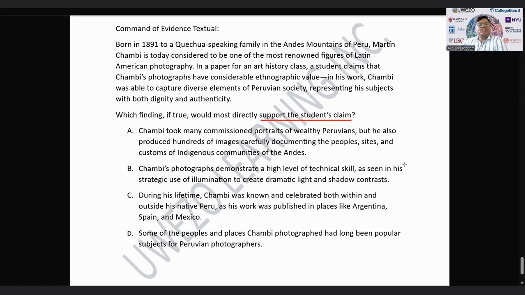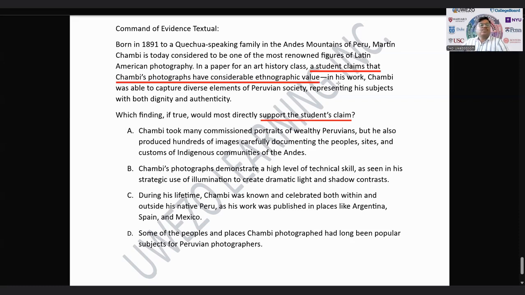Born in 1891 to a Quechua-speaking family in the Andes Mountains of Peru, Martin Chambi is today considered to be one of the most renowned figures of Latin American photography. In a paper for an art history class, a student claims, so here is your claim, that Chambi's photographs have considerable ethnographic value. So this is the claim. Chambi's photographs have considerable ethnographic value.